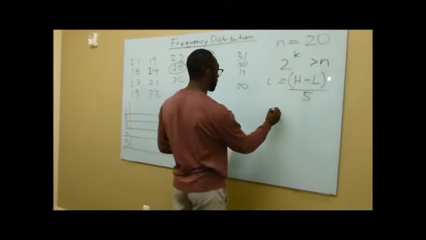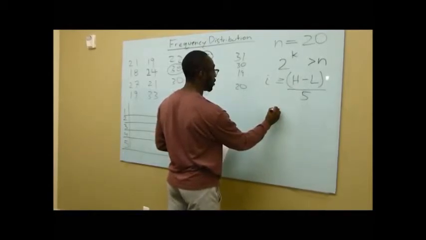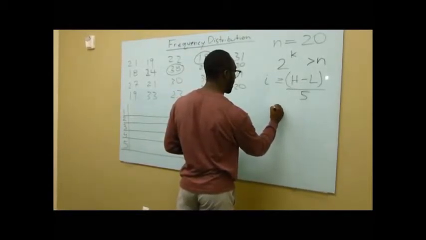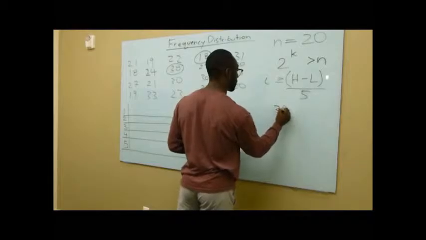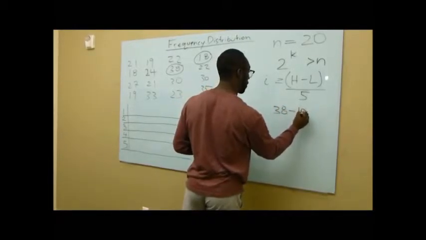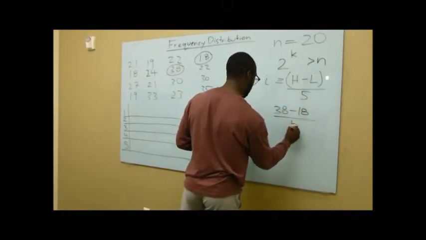So when we apply that to the formula, we are going to subtract 18 from 38 and divide that by 5.